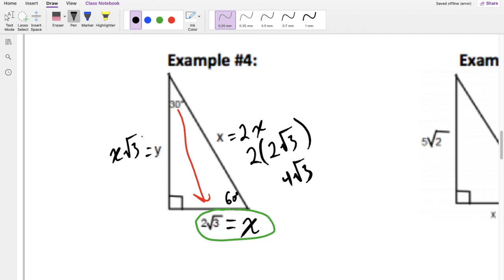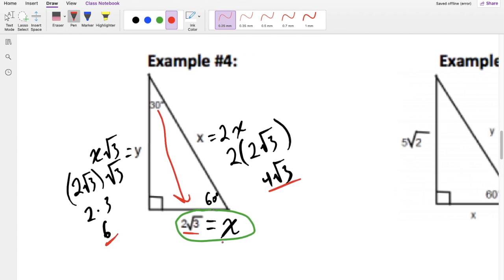And then on my long leg, I need to do the exact same. I just need to plug that in. My x value was 2 root 3, and I'm plugging that in, and it is being multiplied by the square root of 3. So 2 times the square root of 3 times the square root of 3. Square root of 3 times the square root of 3 is just 3. So this is just 2 times 3, which is 6. So we have our long leg, which is 6, we have our hypotenuse, which is 4 root 3, and we have our short leg, which is 2 root 3.